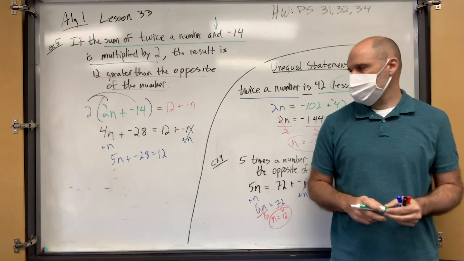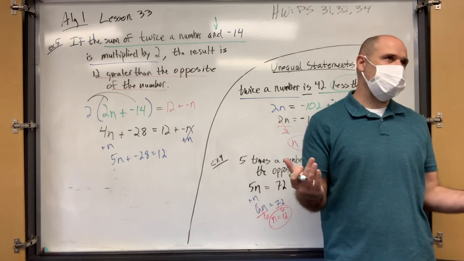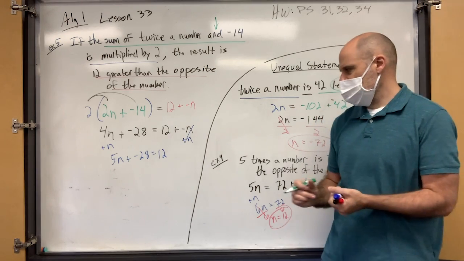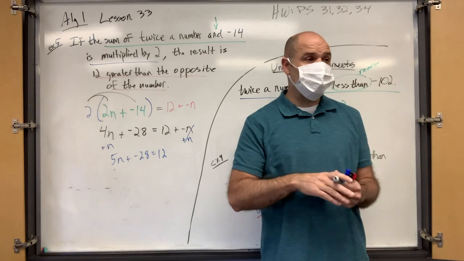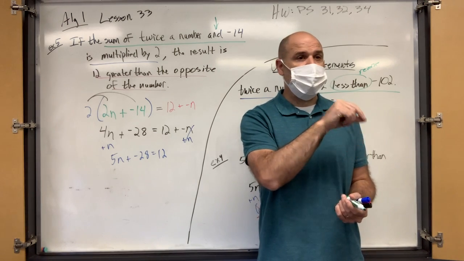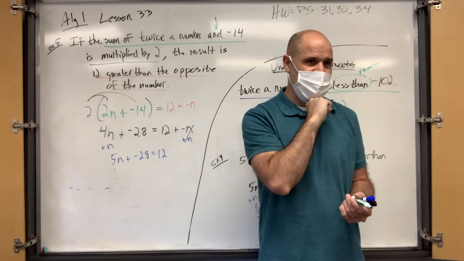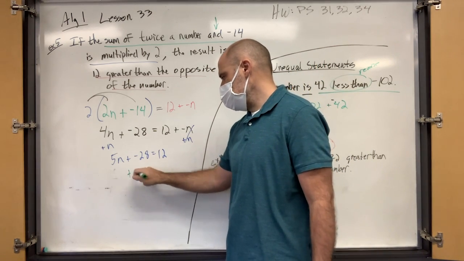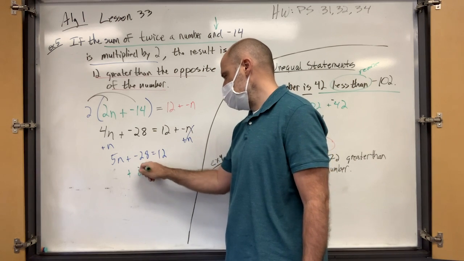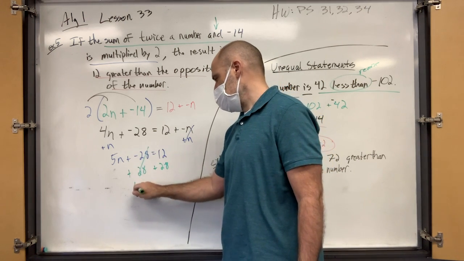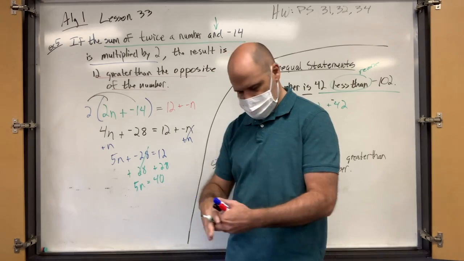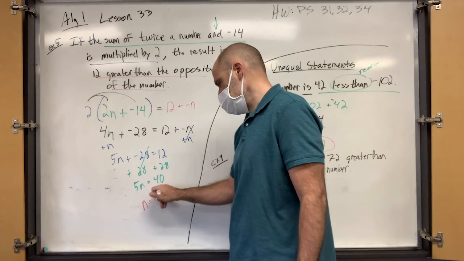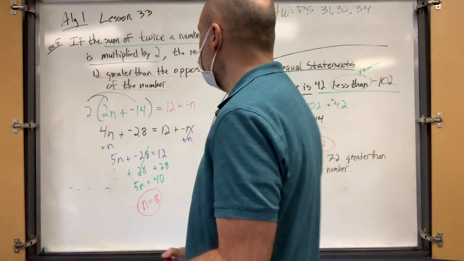Yep. So you could, since it's being added, you could subtract negative 28, but what happens when you subtract a negative? You're adding the positive. So to get rid of stuff, you either do the opposite operation or the same operation with its opposite. Okay, that's a little tongue twister, but I'm going to do the same operation with the opposite of negative 28, which is 28. So 5n equals 40. Last step, divide by variable's coefficient. Did you get 8? Yes. Nice.